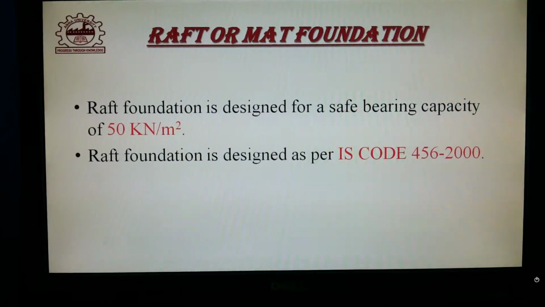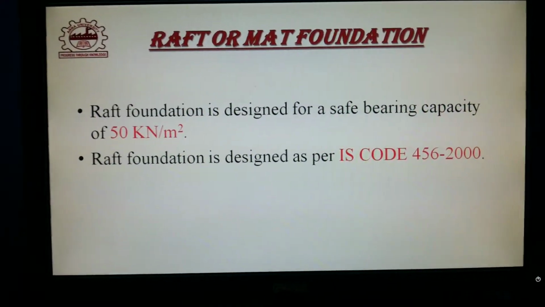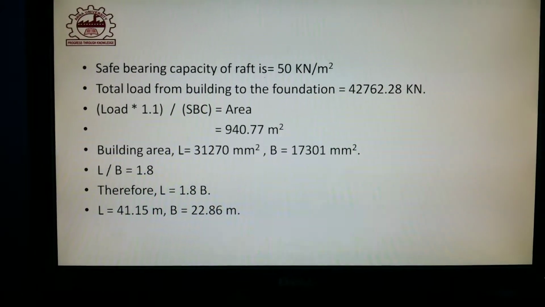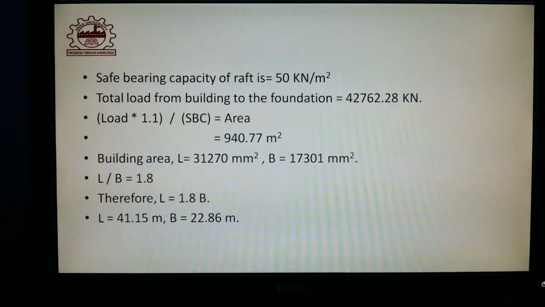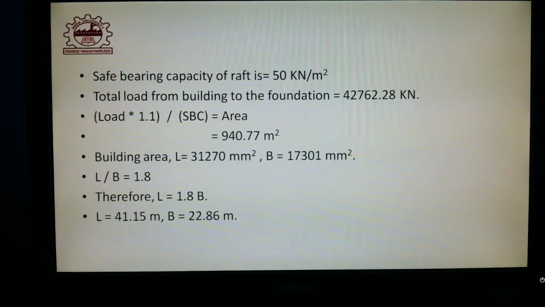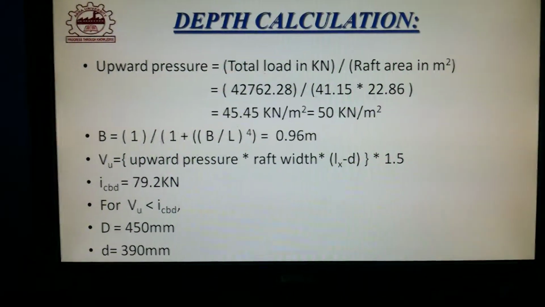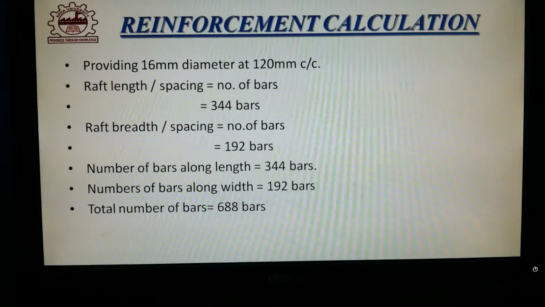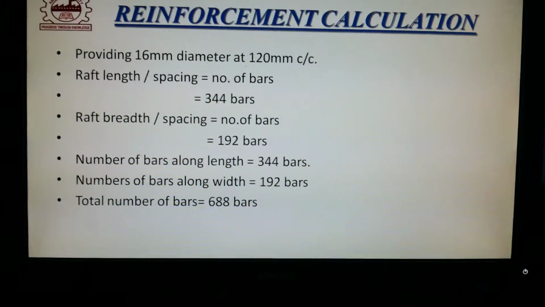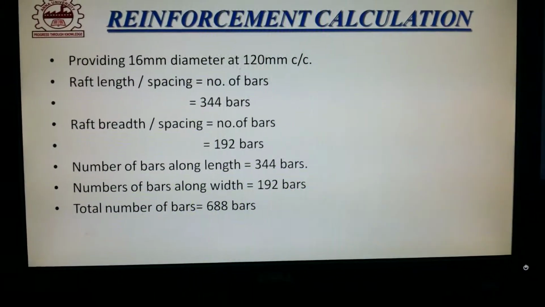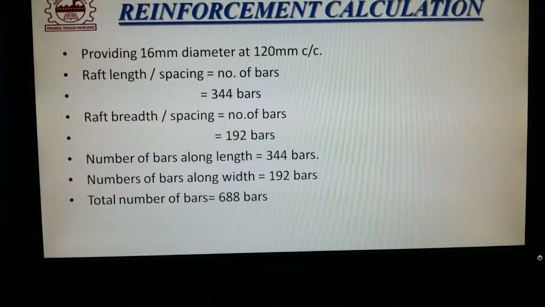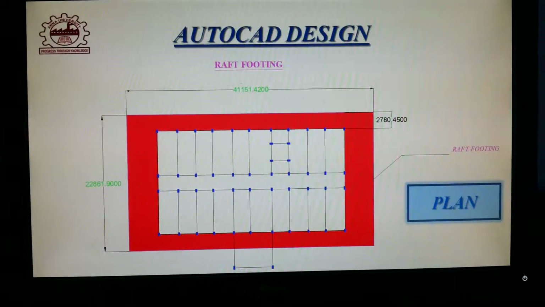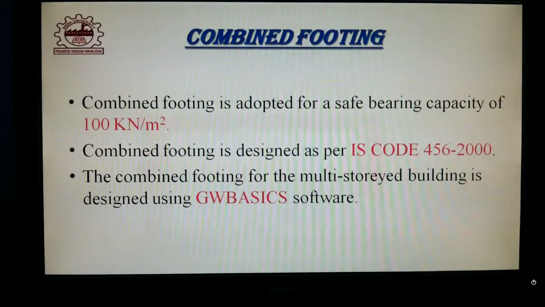Raft foundation is usually designed for a safe bearing capacity of 15 kilonewton per meter square, and hence the length of the raft foundation has been calculated as 41.15 meter and breadth as 22.86 meter, and depth has been calculated as 450 mm. This slide shows the reinforcement calculation of the footing. 344 bars are provided along length and 192 bars are provided along the width of the footing. This slide shows the AutoCAD design of the raft footing.